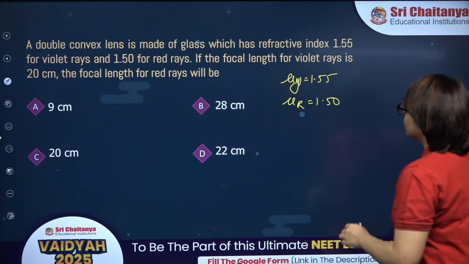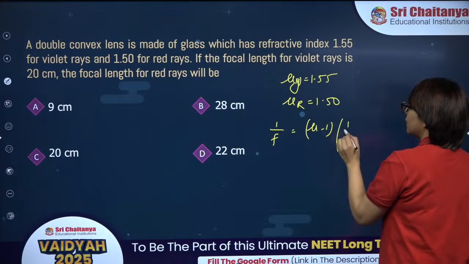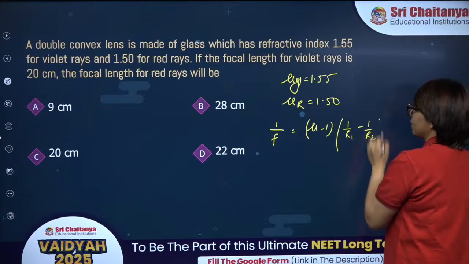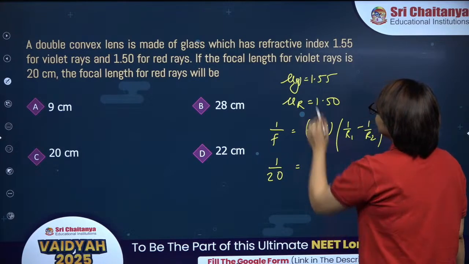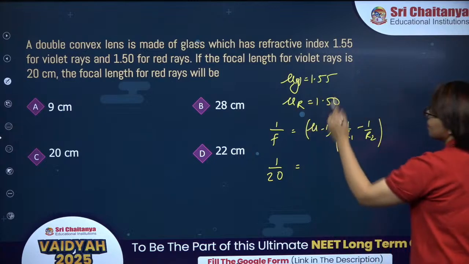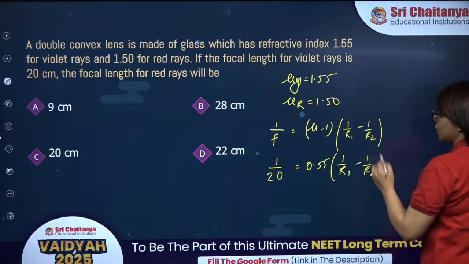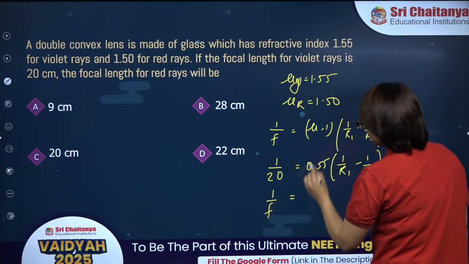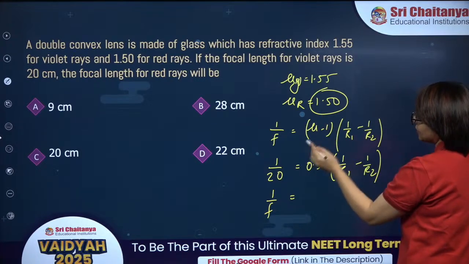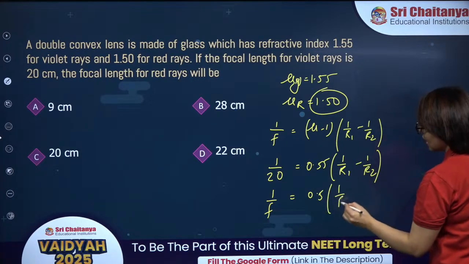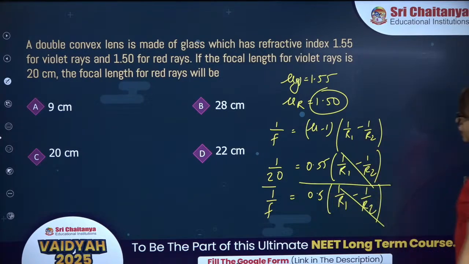Okay, so here you have to apply this formula. 1 upon focal length is mu minus 1 into 1 upon R1 minus 1 upon R2. So focal length for violet is 20, mu for violet is 1.55 minus 1 is 0.55 into 1 upon R1 minus 1 upon R2. 1 upon focal length for red is equal to mu minus 1. So mu for red is 1.50, 1.50 minus 1 is 0.5 into 1 upon R1 minus 1 upon R2. Just divide. 1 upon R1 minus 1 upon R2 cancel.